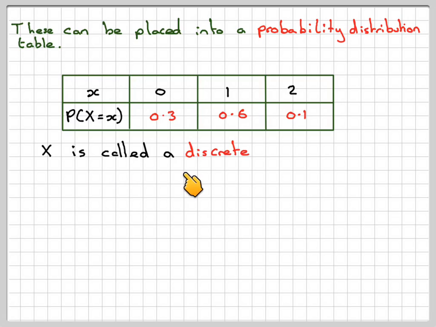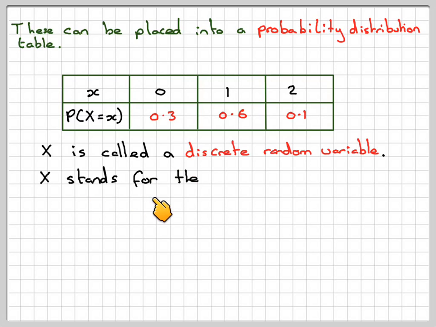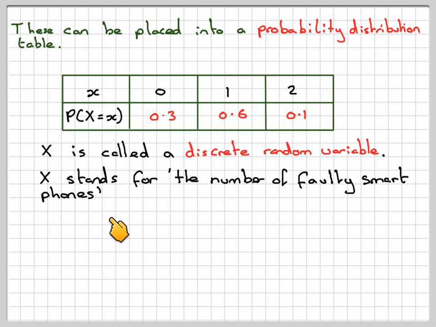Now, what does the big X mean? Well, the big X is called a discrete random variable. Discrete because these can only take on exact values. X stands for, in this case, the number of faulty smartphones. And it's important you understand what this notation means.